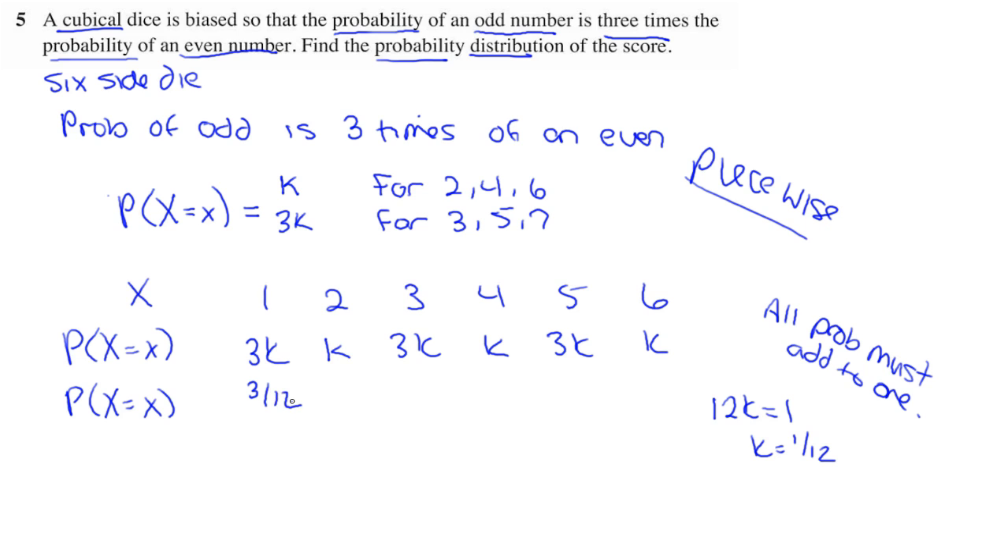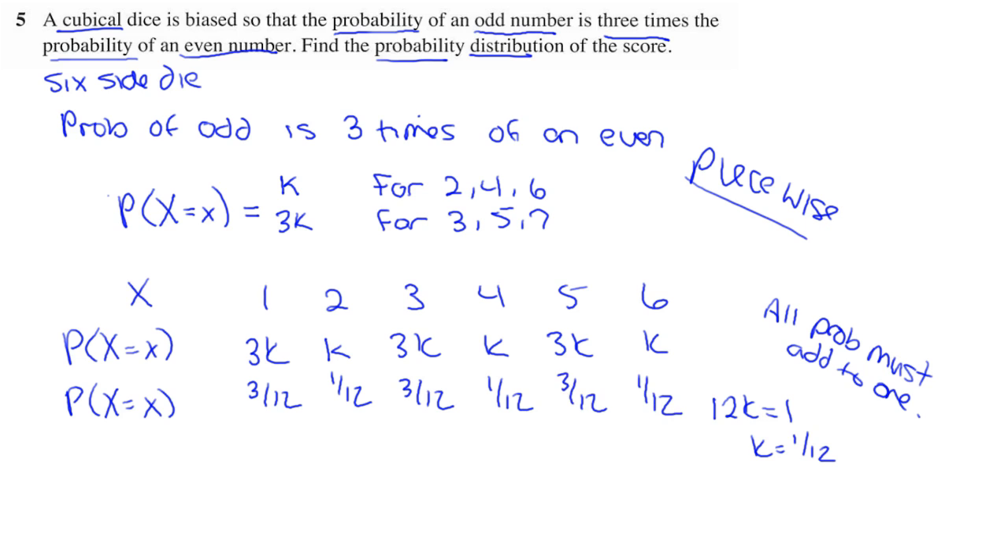So now, pause it, and then see if you can fill in the rest of the probabilities for our probability distribution. Start it back up when you're ready. All right, hopefully you did that. I got 3/12, 1/12, 3/12, 1/12, 3/12, 1/12.